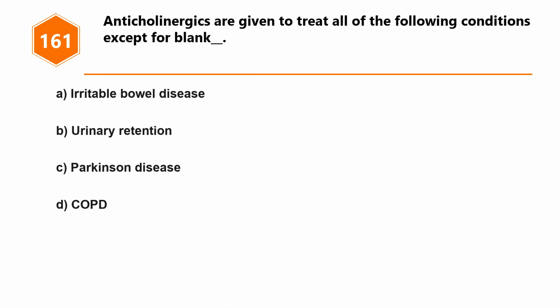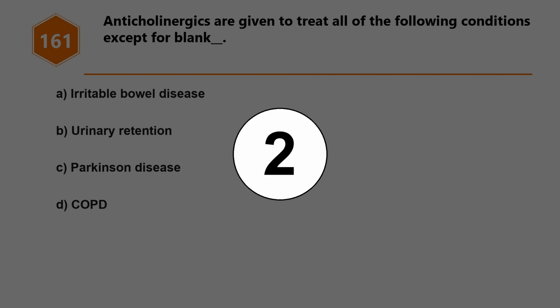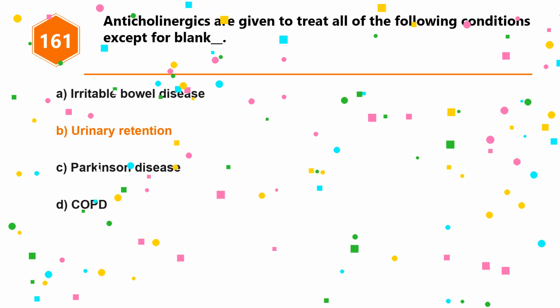Question 161. Anticholinergics are given to treat all of the following conditions except for blank. Option A, irritable bowel disease. Option B, urinary retention. Option C, Parkinson disease. Option D, COPD. The correct answer is option B, urinary retention.